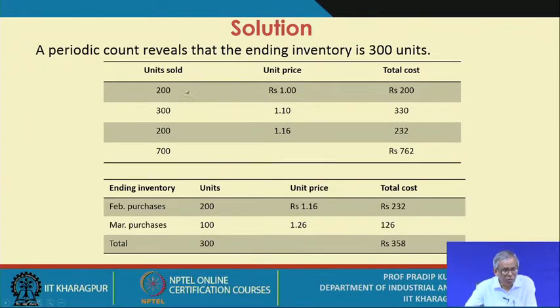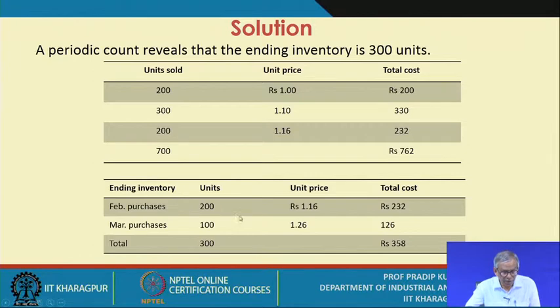So, out of these 700 units, the first 200 units, that means the earliest stock, you charge with rupee 1, that is 200. Next is 300 units, which arrived the next time with a price of 1.10. So, that is 330, and then you just take 200 units out of the remaining stock and its price is 1.16. So, that is 232. If you add all these three values, you get a value of 762 for 700 units.